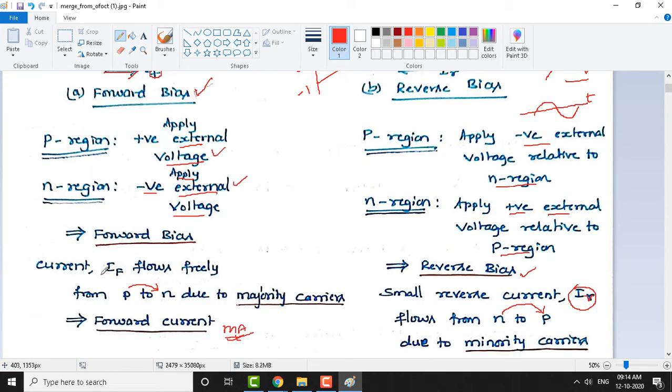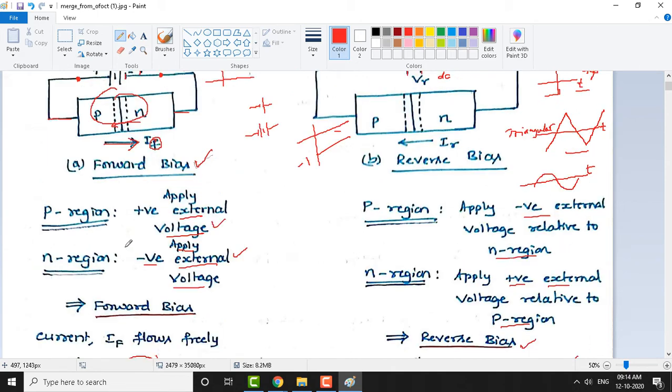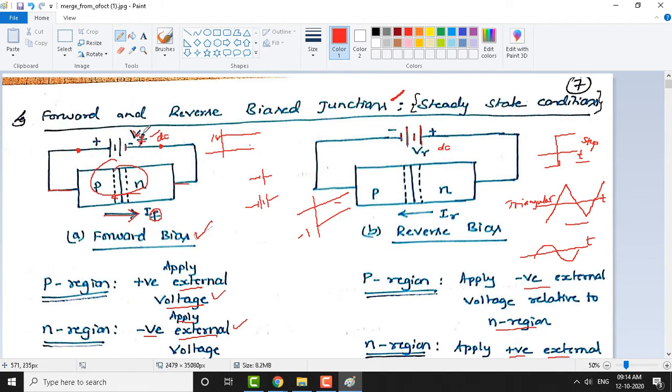What happens in forward bias? Current starts flowing in the forward bias condition. We have shown the current direction here also. You can see that, due to the external voltage VF that we have applied, current starts flowing from the P to the N region. This is a majority carrier current, what you are seeing here, which is flowing from P to N. Also remember that holes are also moving from P to N. Current is also flowing from P to N.